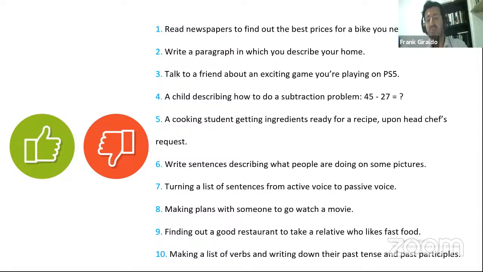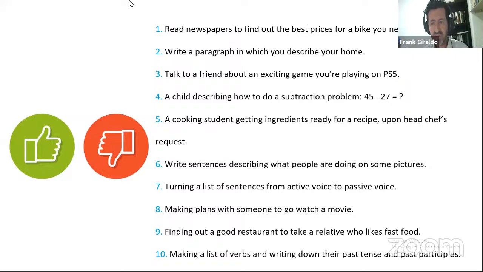Okay, everybody, time is up. What would you say? And you can use the chat feature to answer. What would you say about number one? Is this something you do in real life? Is it a task? Yes or no? Definitely yes. Okay, good. What about number two?